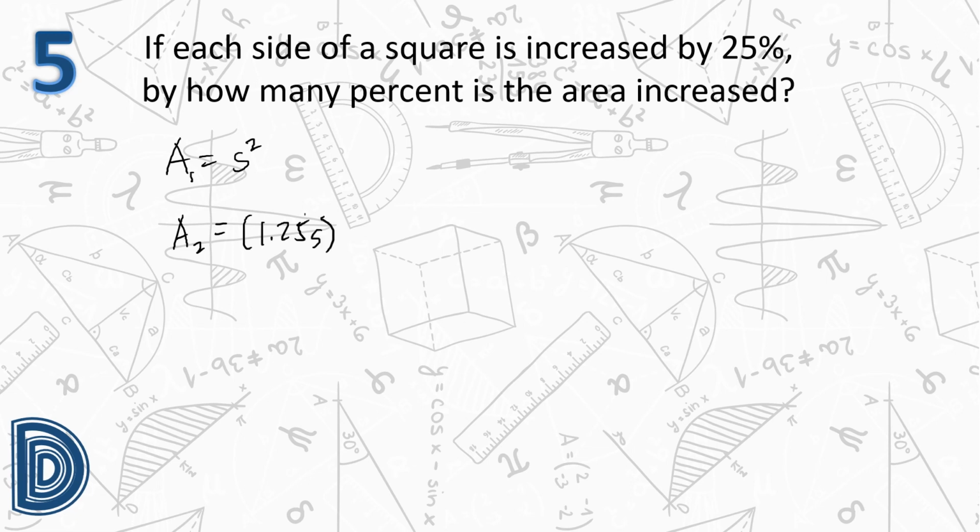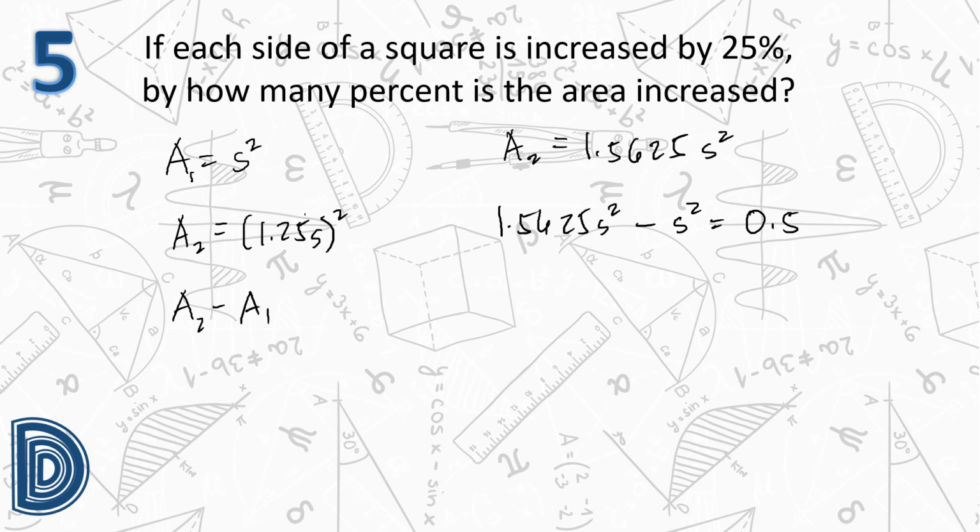1.25 of S squared. The change in area will be given by A sub 2 minus A sub 1. Solving for A sub 2, that is 1.25 S squared. 1.25 squared is 1.5625 S squared. So if we subtract 1.5625 S squared minus 1 S squared, that is equal to 0.5625 of the area of the square, that is S squared.